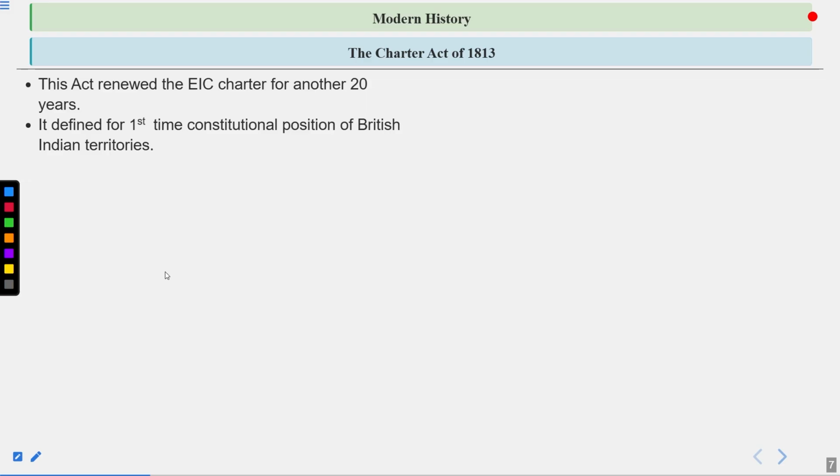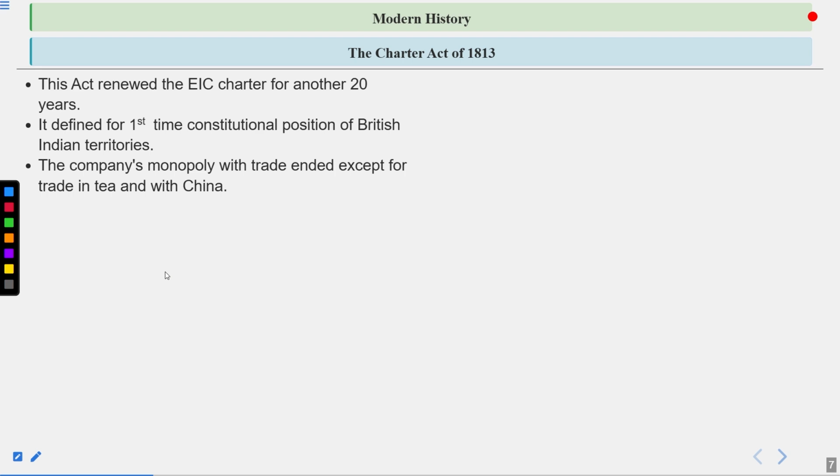It defined for the first time the constitutional position of British Indian territories. So this is the first time when the British Indian territories were recognized and the constitutional position was defined. Because we know that from 1803 to 1805, the Second Anglo-Maratha War was fought. After that, in 1809, the treaty was signed with Raja Ranjit Singh. And because of all these things, the territory of the Britishers is now known to every person in this country. And that is why this is the first time that Britishers were defining their controlled territories.